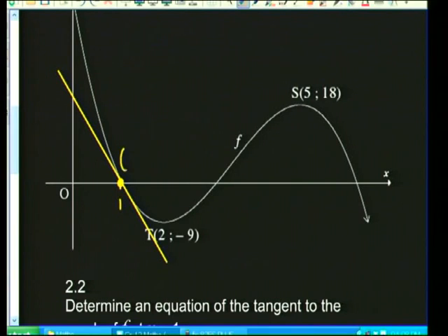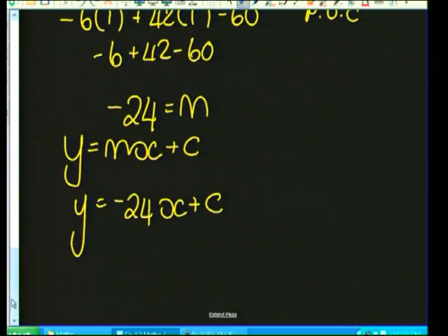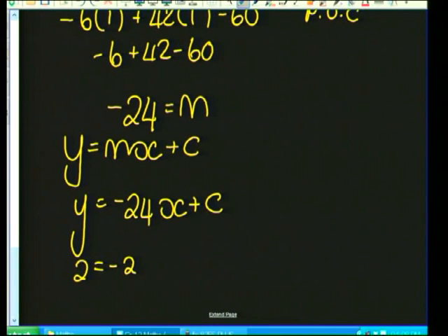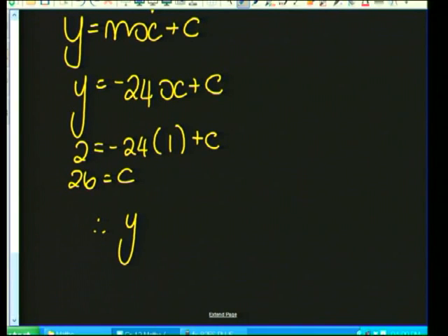So the point of contact between the tangent and the graph was at the point (1; 2). Therefore, if that point is a point of contact, it's touching the tangent and it's touching the cubic function, so we can sub it in. I'm going to substitute 2 into the y value and 1 into the x value. Moving things over, we land up with 26 being equal to my c value. So what is the equation of my tangent? It's y equals negative 24x plus 26. Okay, right, so that gives us the equation of the tangent.